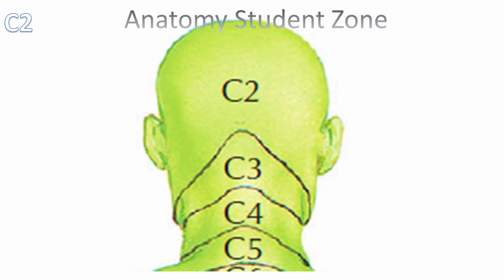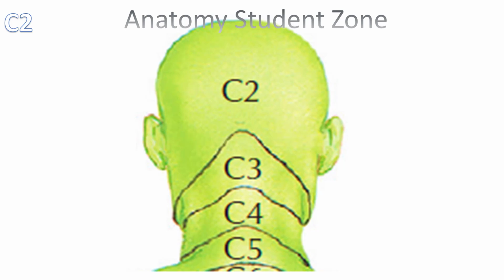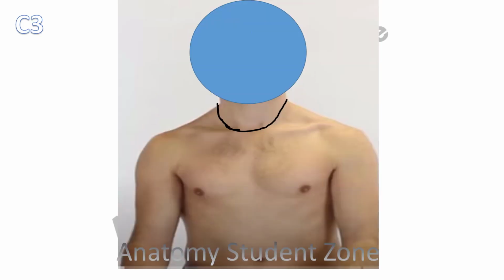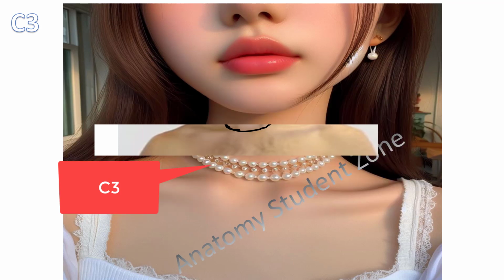So if this nerve is present, it would cover a small area of the posterior neck by the external occipital protuberance. C2 covers the posterior side of the head in a C-shaped manner. So an easy way to remember is it goes from one ear to another ear posteriorly. So its testing can be done in the same manner. C3 is covering the neck like a collar or a rim. It's like you are wearing a necklace.